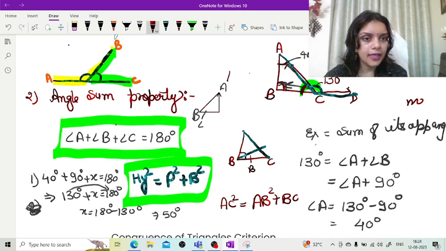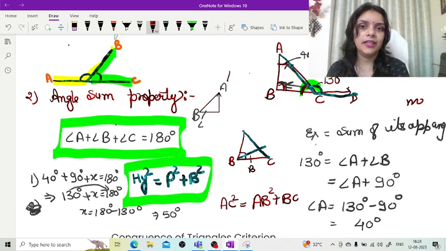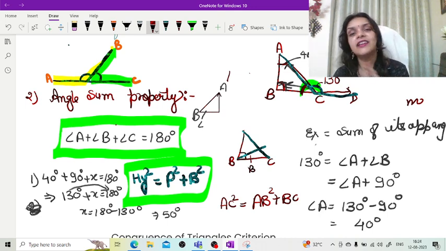This is the common line, this is adjacent angle. So adjacent angle, but the condition is for linear pair, the condition is if there are two adjacent angles whose sum is 180 degree, that is only linear pair. But in the adjacent angle there is no condition.